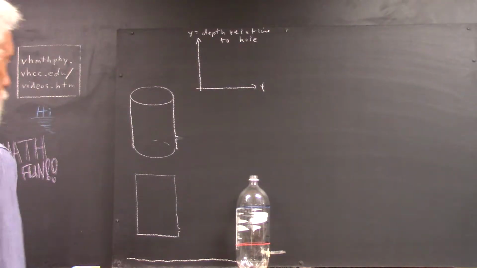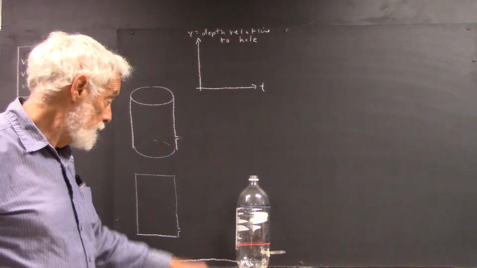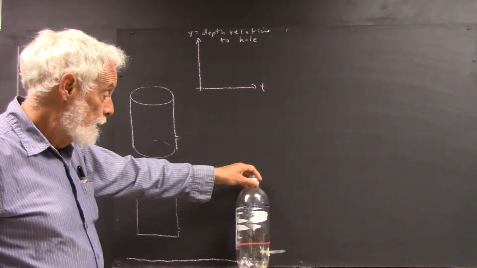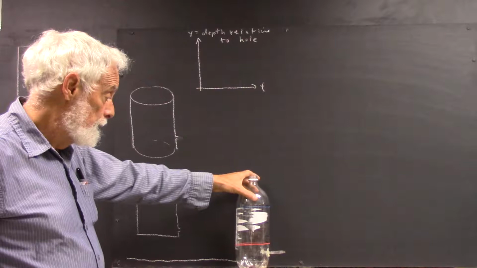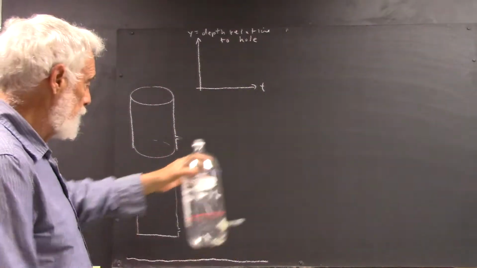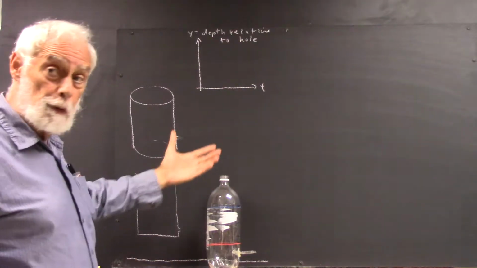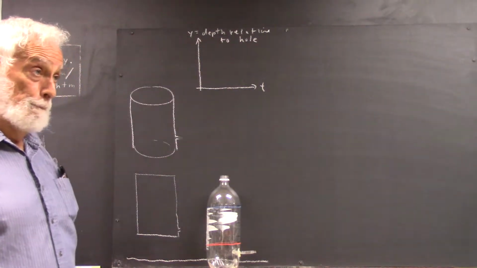Okay, we have this bottle, and it's got a hole in the side. There's a tube, so we can control some aspects of the flow. And we're going to fill it up, and we're going to let water flow out.